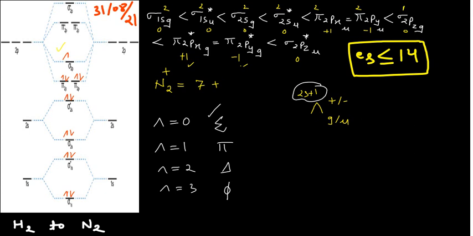Now I am going to discuss N2 negative. That means one extra electron, that means 7 plus 8 equals 15. Now you have 15 electrons, so you have to fill the 15 electrons. So this is 2, 4, 6, 8, 10, 12, 14, and this is the 15th one. This will come here actually.